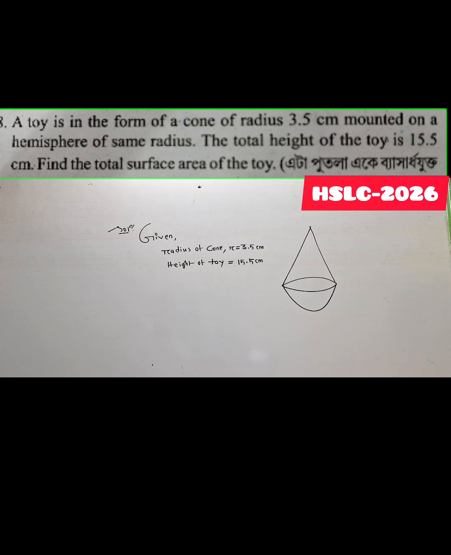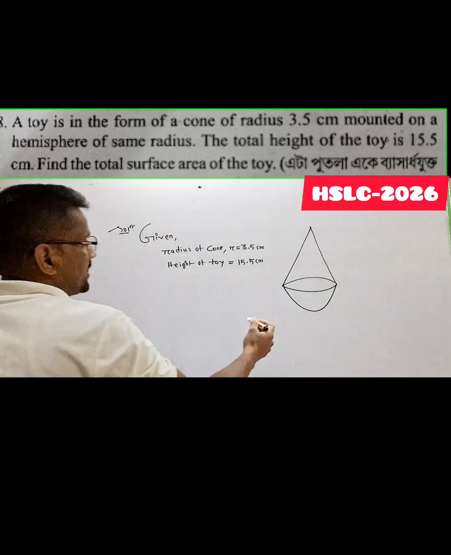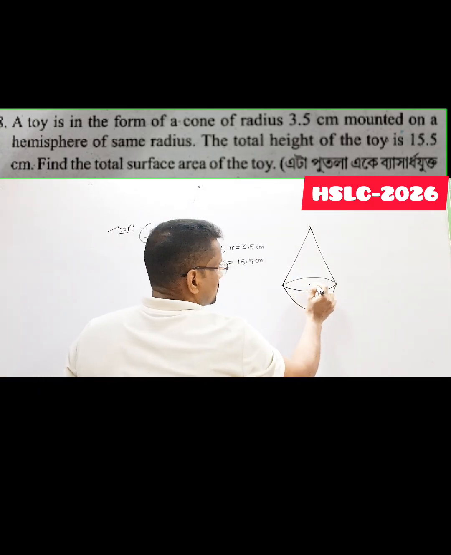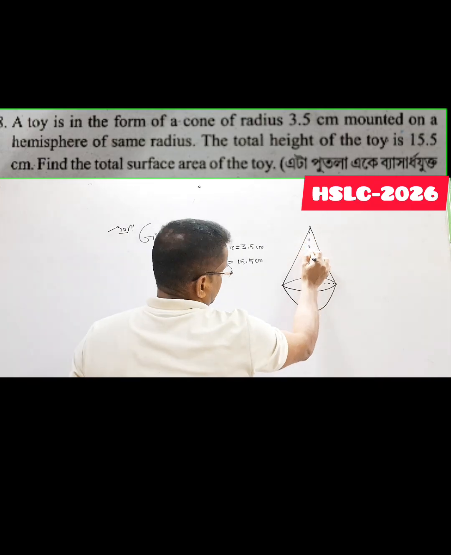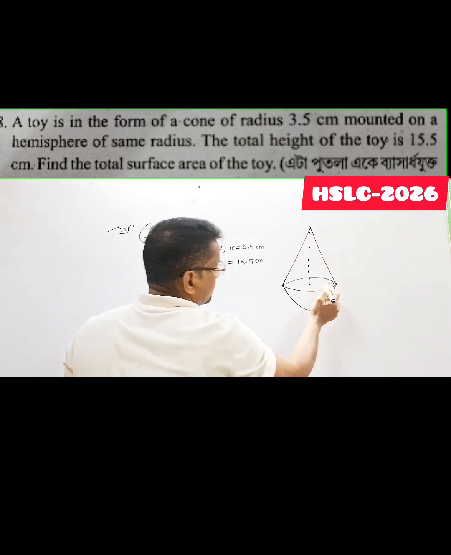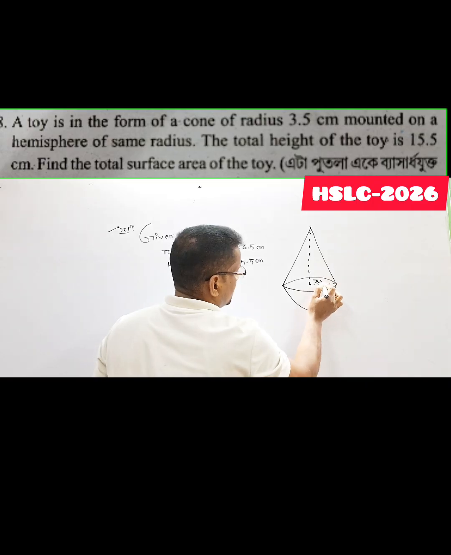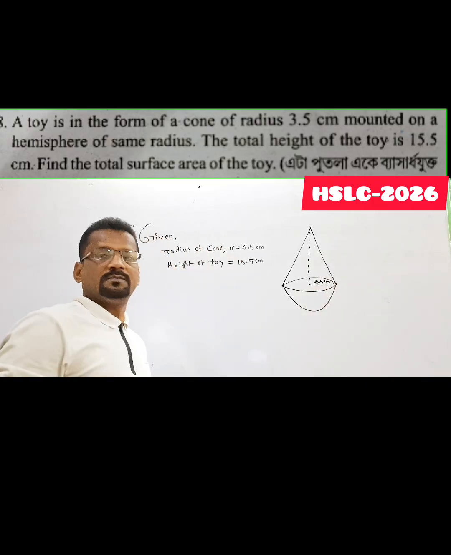Question is, a toy is in the form of a cone of radius 3.5 centimeter, mounted on a hemisphere of the same radius. I have drawn this diagram. A cone is mounted on a hemisphere and both are of the same radius. This radius of the cone as well as hemisphere is given as 3.5 centimeter. So you take it as 3.5 centimeter.